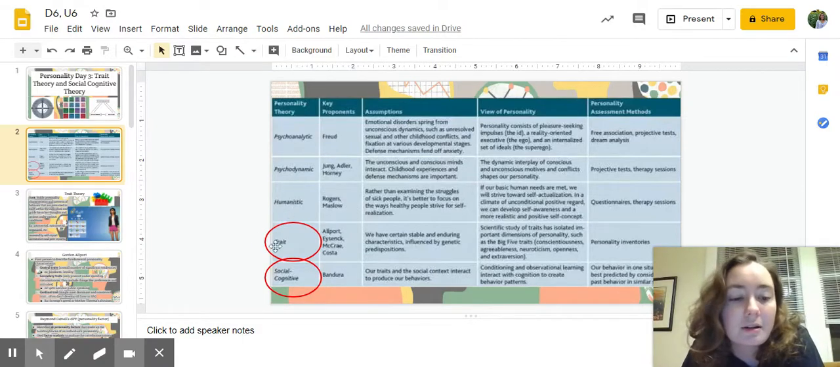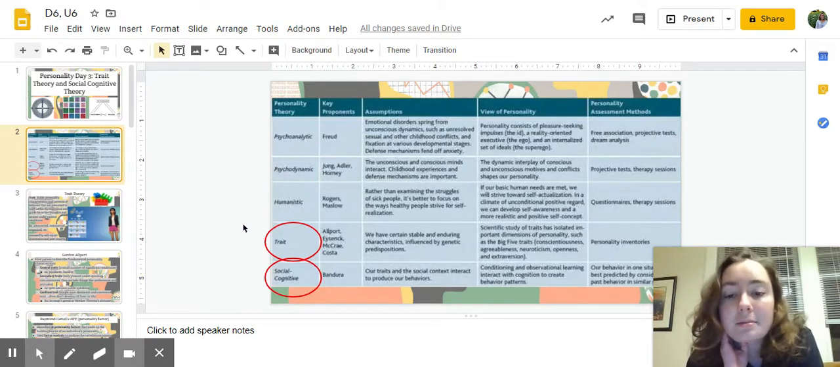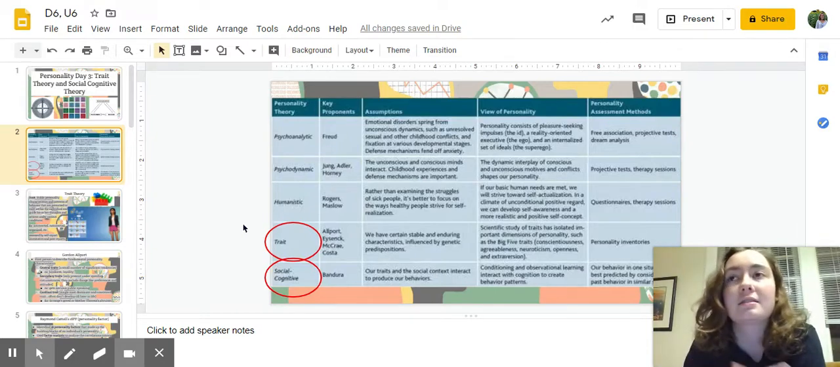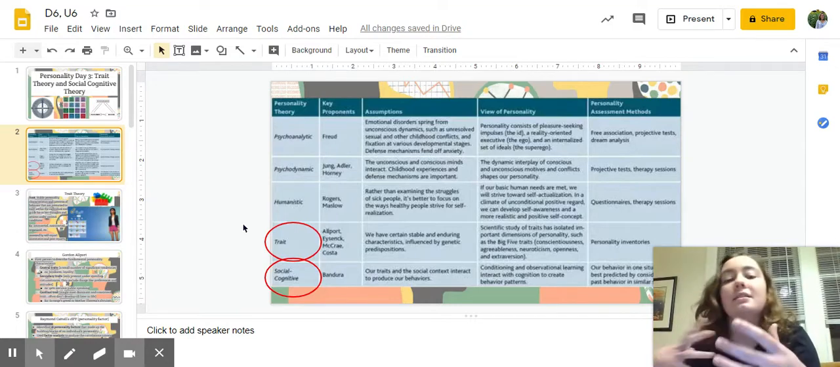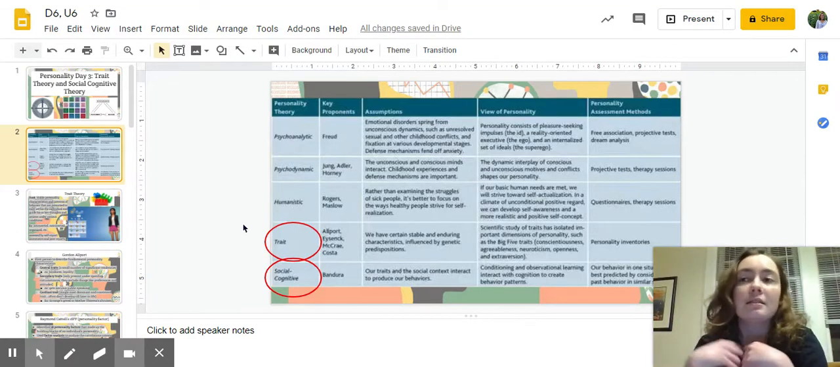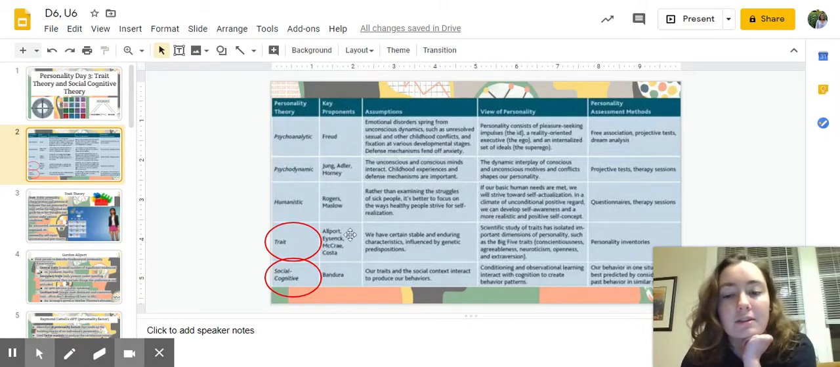And then today what we're going to be talking about is trait theory, which is kind of the most typical one that comes to mind, I think, for a lot of us when it comes to personality. We think of it as different traits of being open, closed-minded, neat, messy, nice, mean, whatever. So this is kind of where these come from.